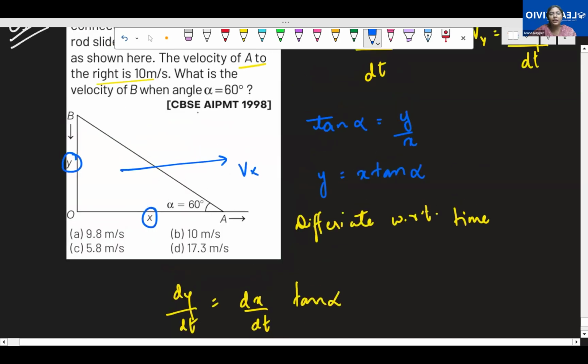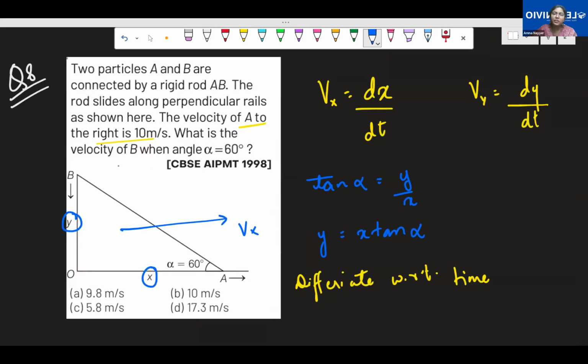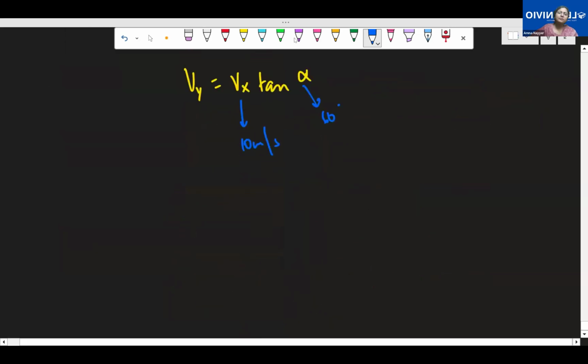So what do we have to calculate? What is the velocity of B when angle alpha is 60 degree? Velocity of B means Vy. It says both of them are perpendicular. Perpendicular to this will be Vy. It has not given anything directly. The question was very simple. Question meant that Vx is 10 meter per second, theta is 60 degree. Calculate Vy. Directly, if we had known this, we could have written tan theta is equal to Vy by Vx. Right? You could have directly written it. Problem is that question gave a lot of detailing.